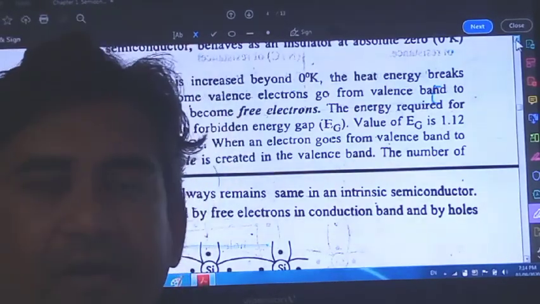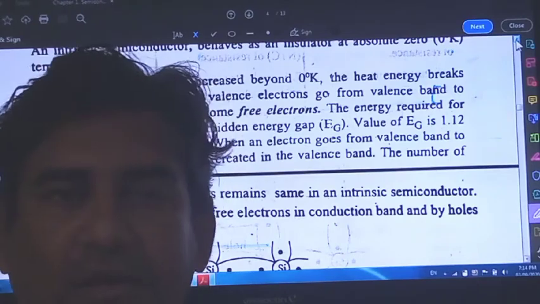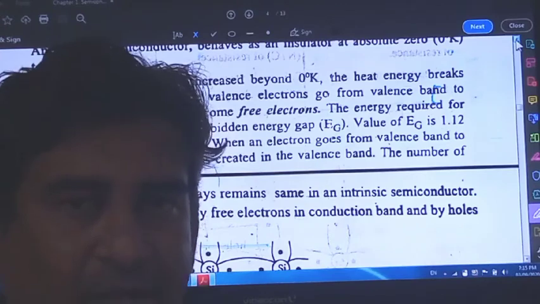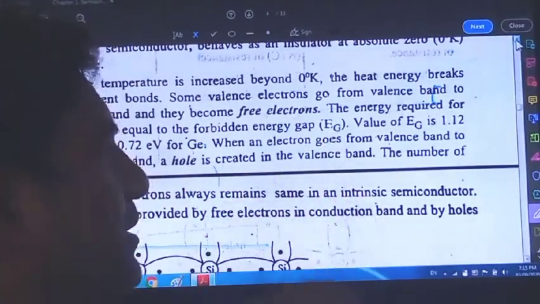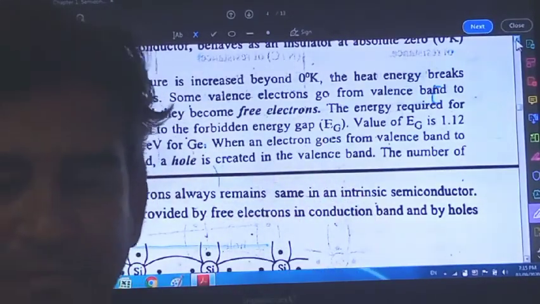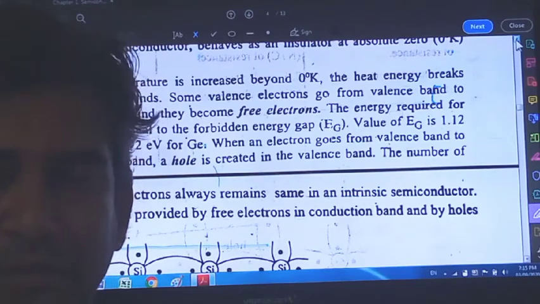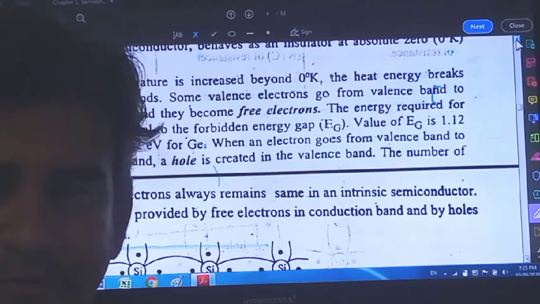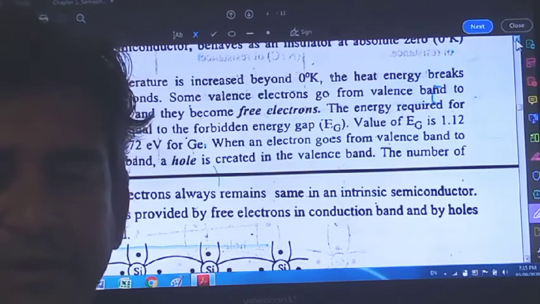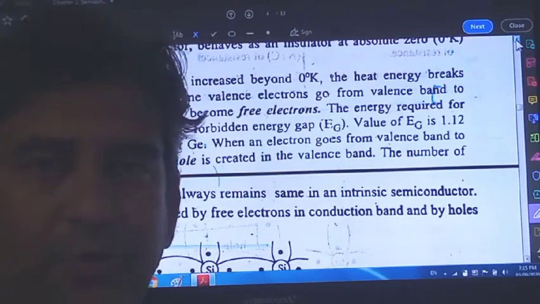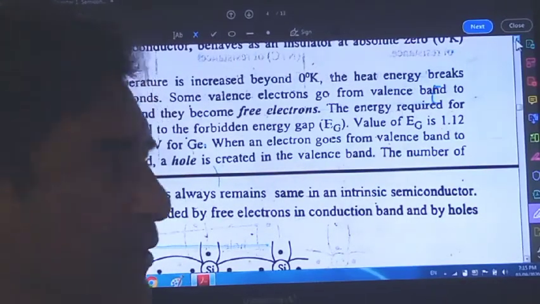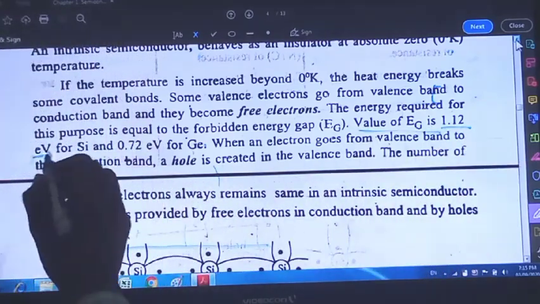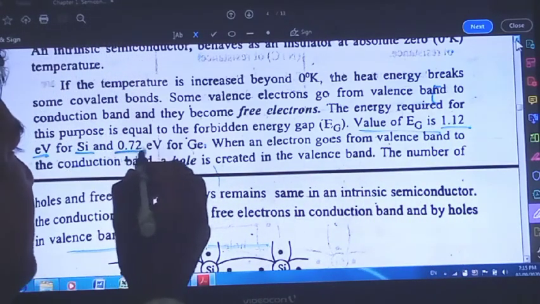The energy required for that purpose is equal to the forbidden energy gap, represented by Eg. The value of the energy gap is 1.12 electron volt for silicon, and 0.72 electron volt for germanium. So you have to mark this one.